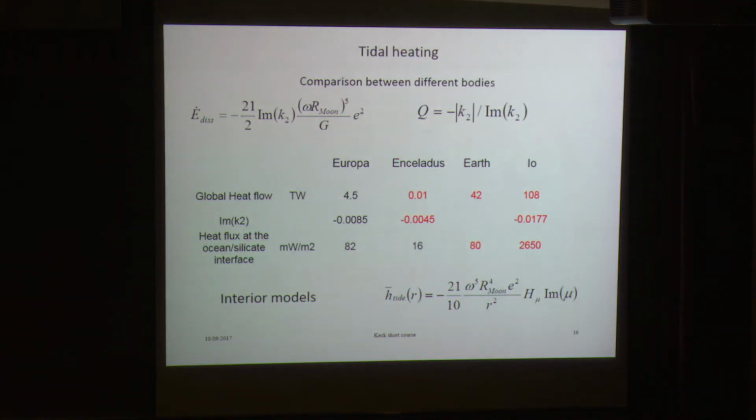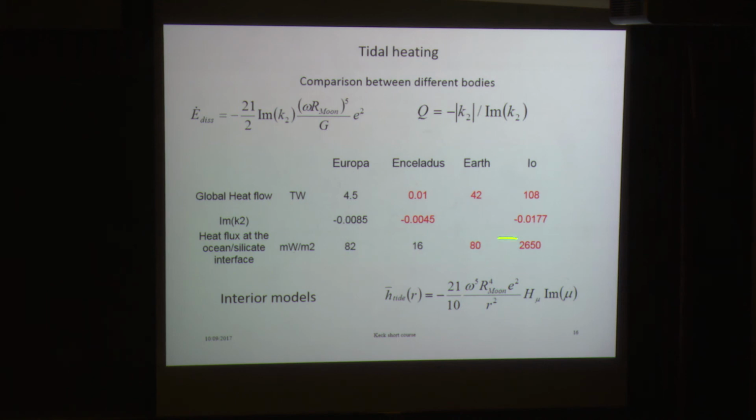Tidal heating, we can do some calculations. I have the numbers, we can discuss that during the workshop. It's quite interesting to find out that for Io, we have the values. So for Io, it's great. And then you can scale Europa to Io. And when you do that, what you find out is that the heat flux at the ocean silicate interface is 82 milliwatts per square meter. So don't believe the 2, of course. It's more like between 60 and 100 milliwatts per square meter.